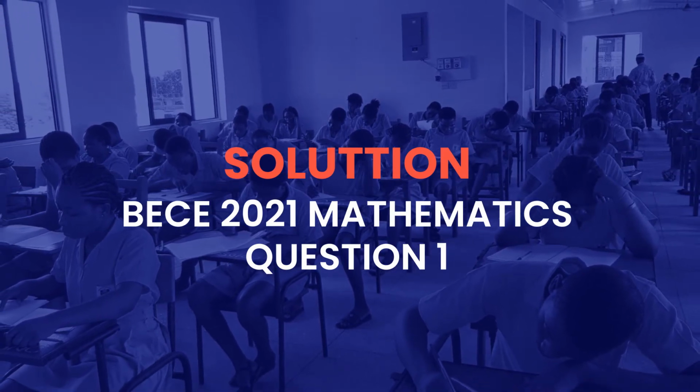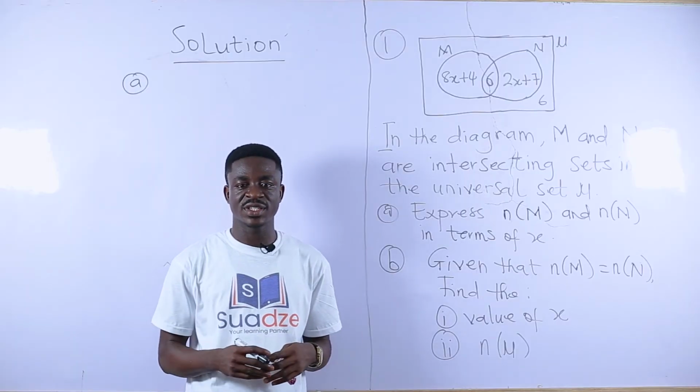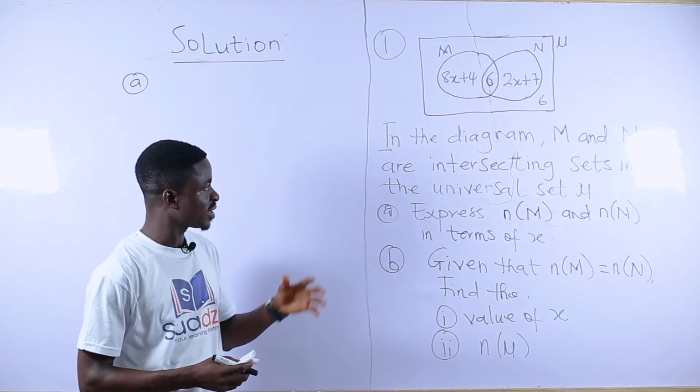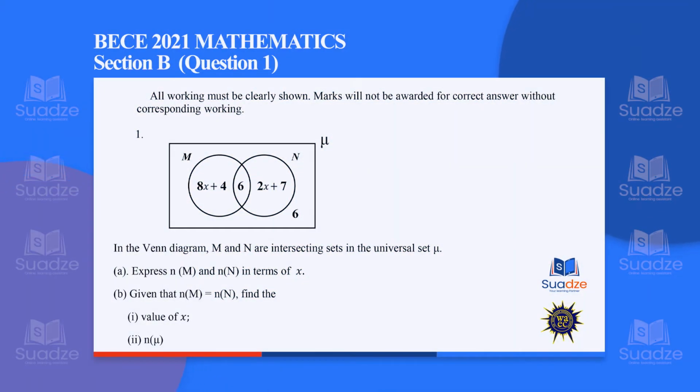Today we are going to look at 2021 mathematics. I'm going to take you through all the questions, the solutions, and how you can solve all the questions. So we are starting from the essay, question 1, which relates to Venn diagram. So the question says that in the diagram, M and N are intersecting sets in the universal set U. A. Express number of M and number of N in terms of x. So let's start.